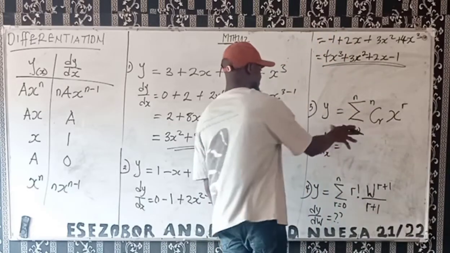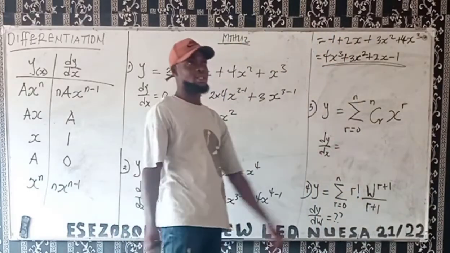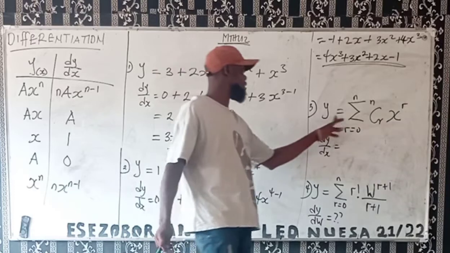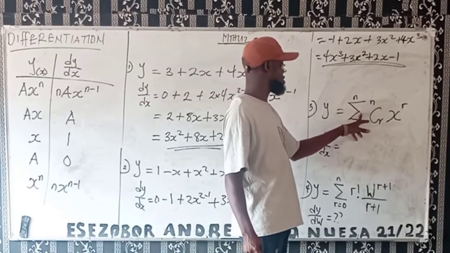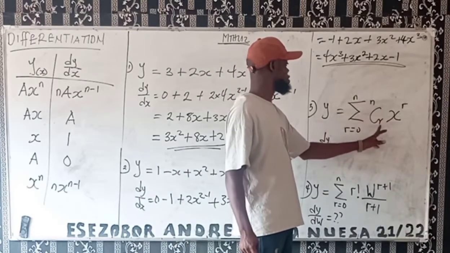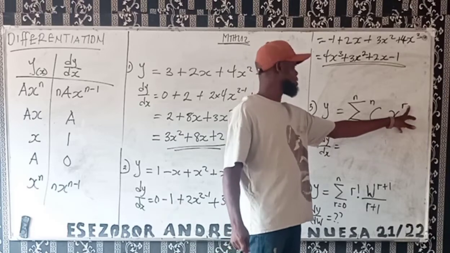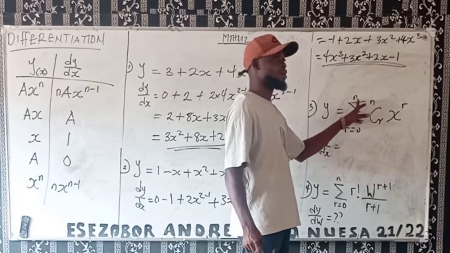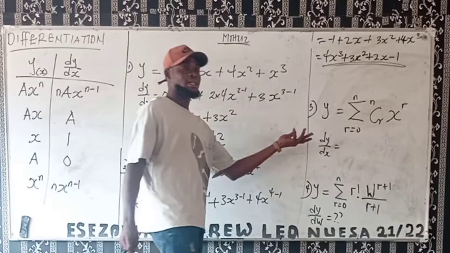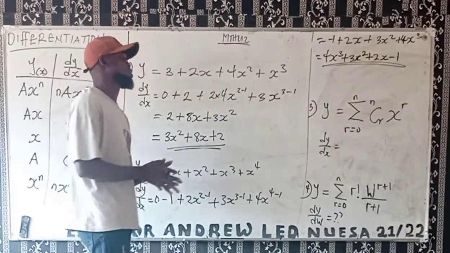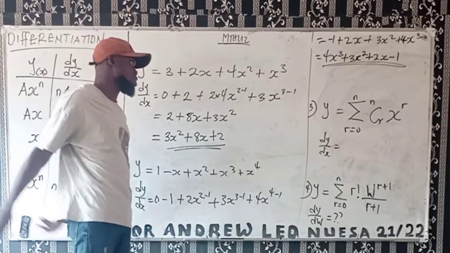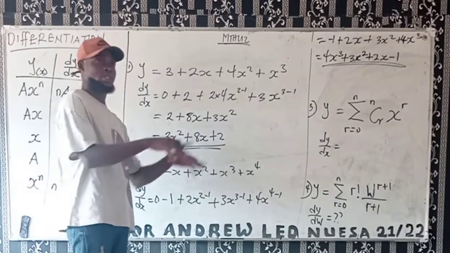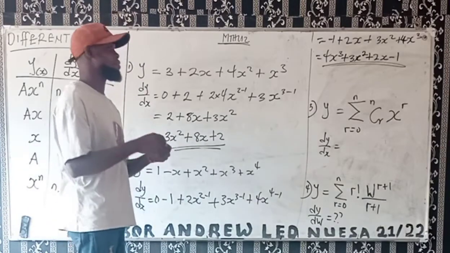The next, we have this. What will be the answer to this question? The question is, if y is equal to the summation of n combination r of x to the power r, where r starts from 0 to n, what will be dy over dx? This one is just like a polynomial function, put in the form of a notation. You use the notation to enclose everything together.